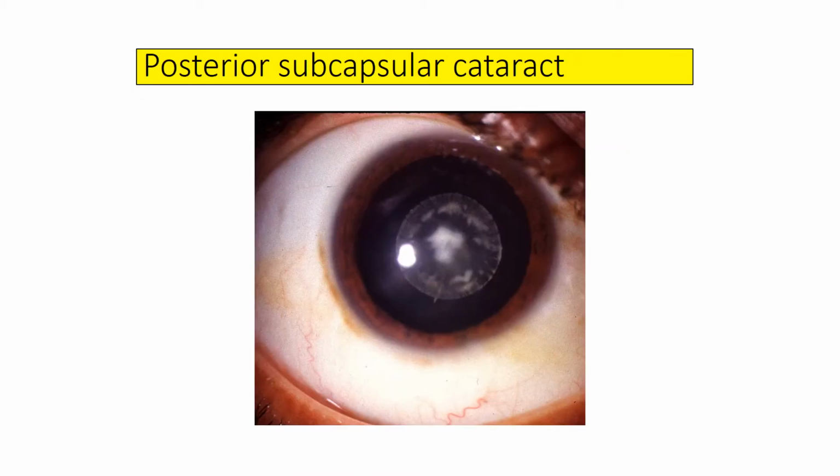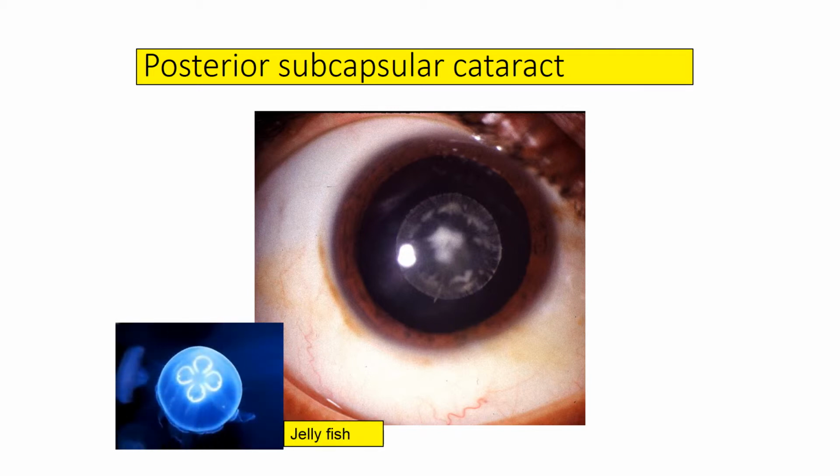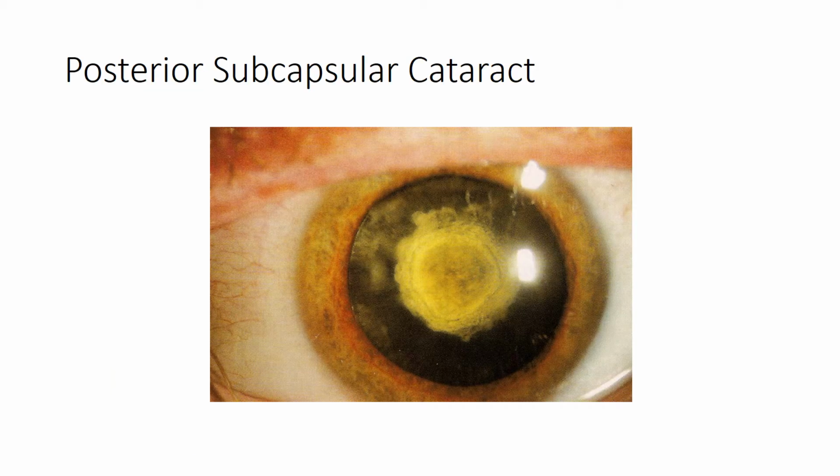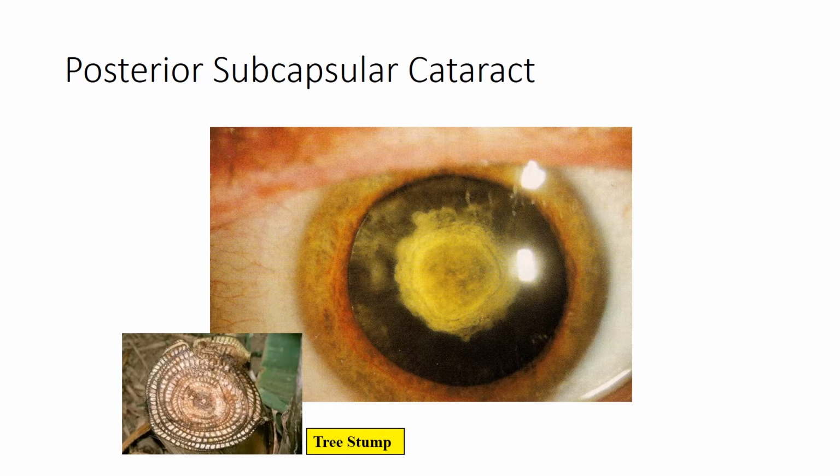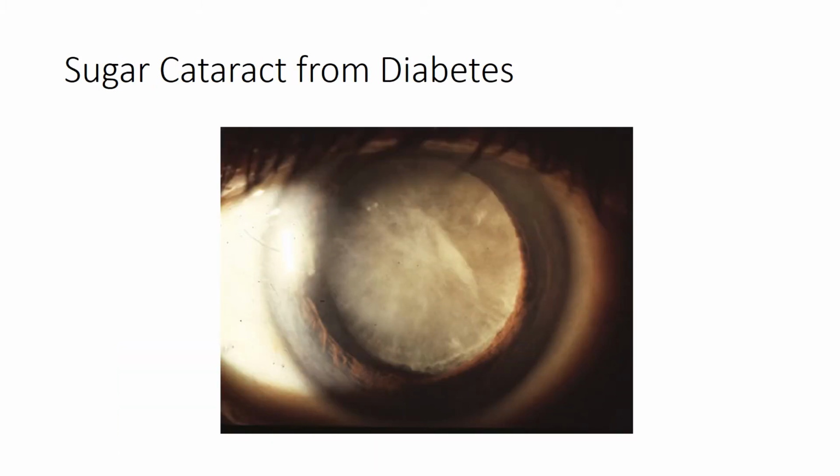Here's a posterior subcapsular cataract right in the center there, and to me it looks like a jellyfish, so I called it a jellyfish cataract there. Here's a posterior subcapsular cataract. To me, that looked like an opacity there in the center. You can see how this one would affect your central vision, whereas some of the cortical cataracts could interfere with your peripheral vision. So this looks kind of like a tree stump there, and it certainly looks like that.